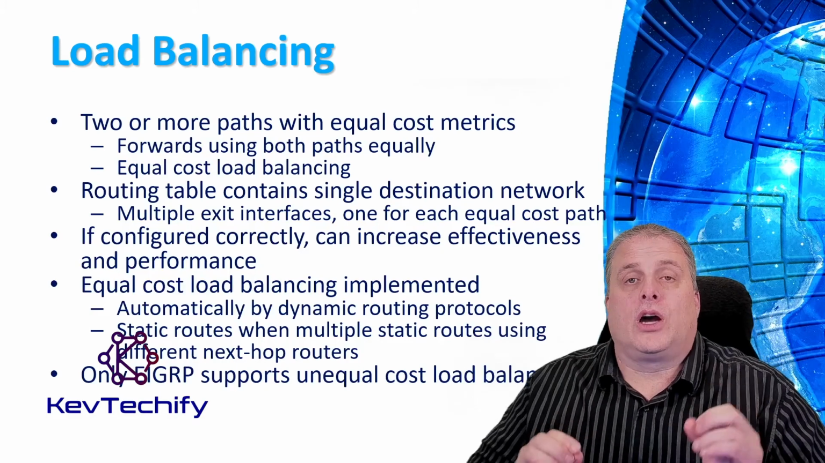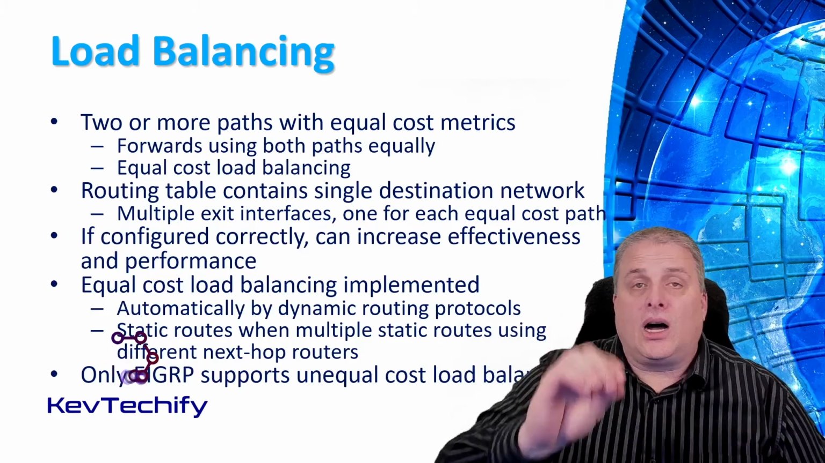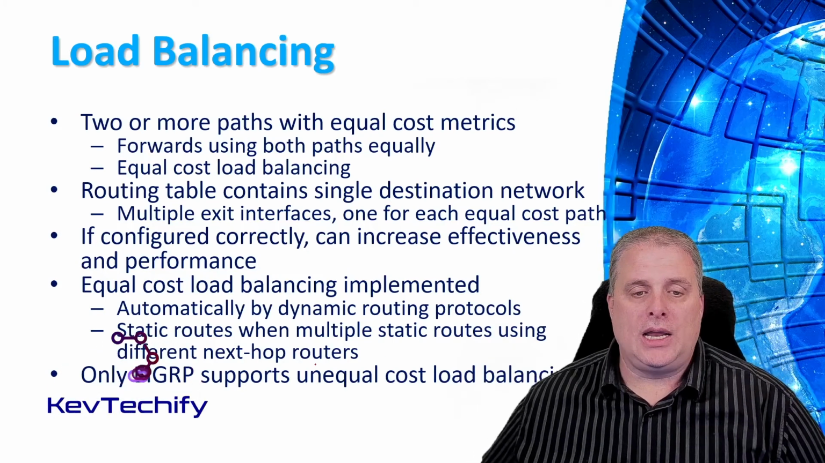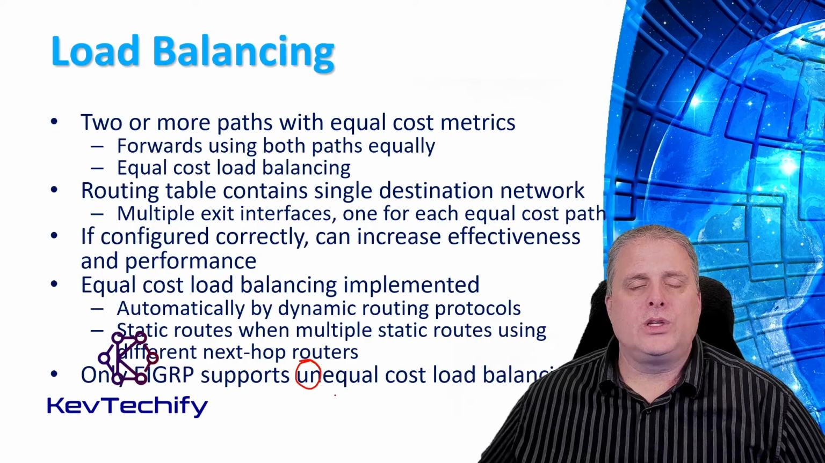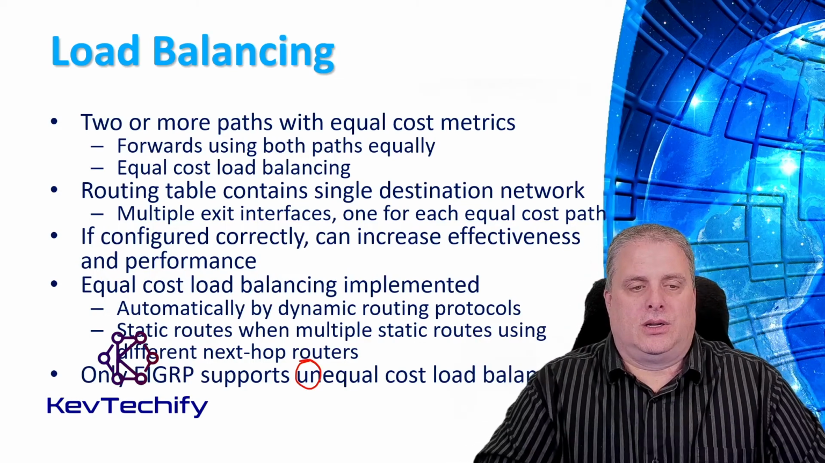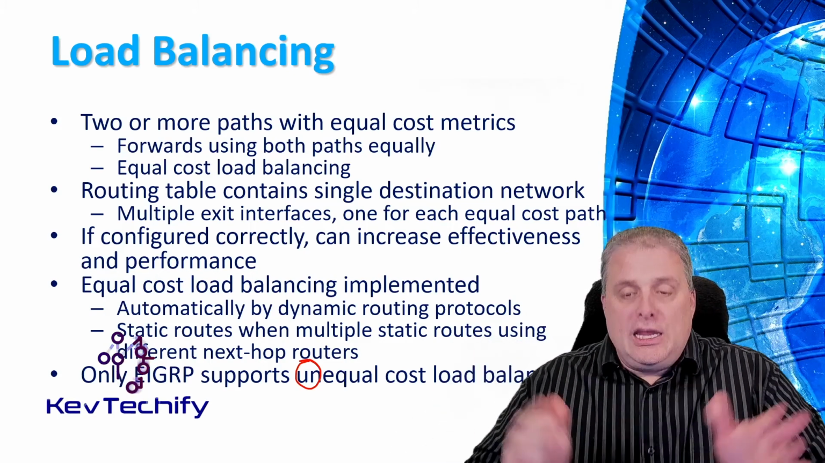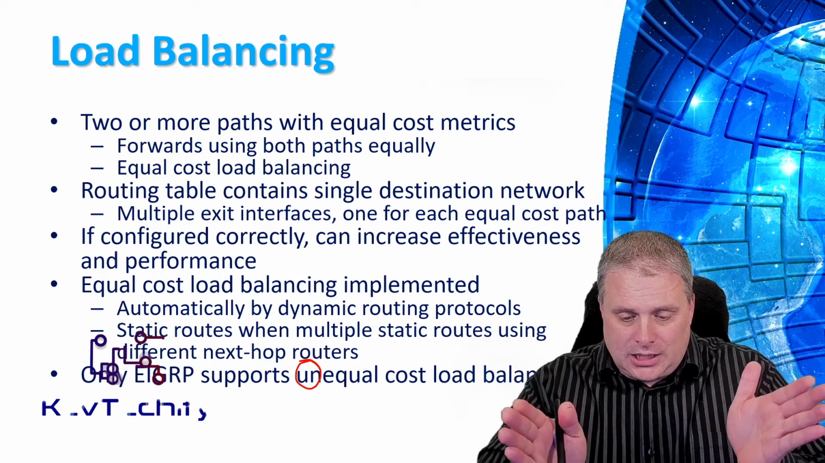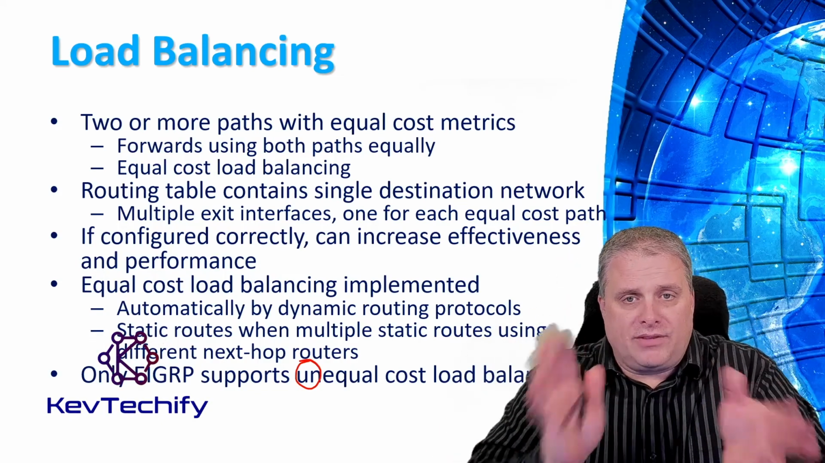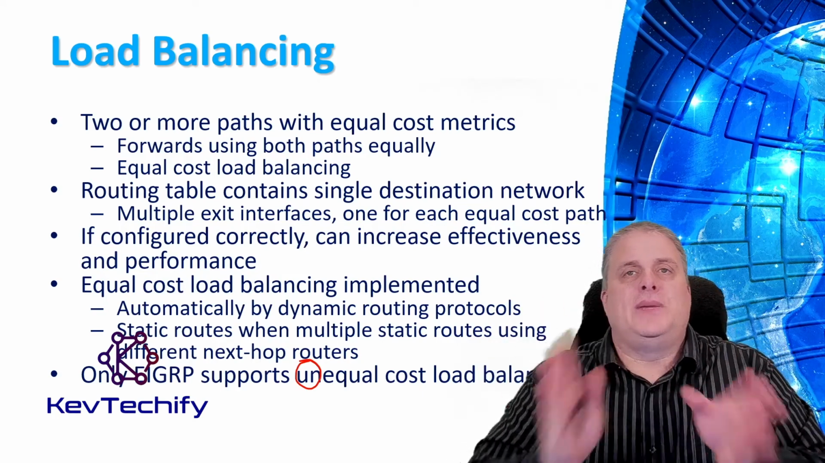EIGRP, of the protocols we talked about, is a little bit special. What we can do with EIGRP is unequal cost load balancing. Notice it's the un here, so unequal. All the other ones were equal cost load balancing, where they had to be identical. With EIGRP, you can use unequal cost load balancing. So even though there are two paths to the destination, and they have different cost numbers, different metrics, you can still set up load balancing between them.